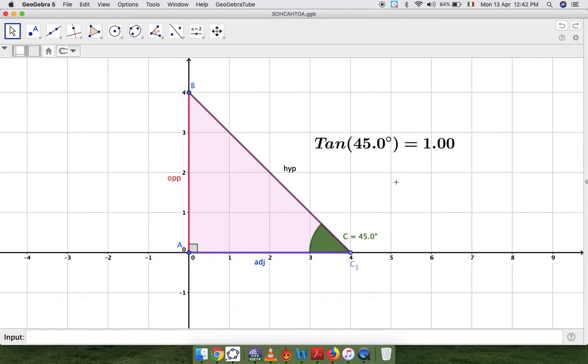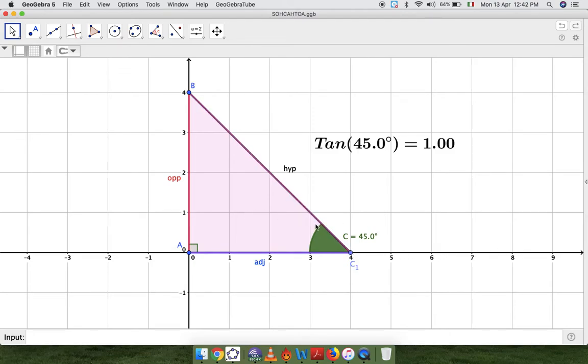A deeper question, why is it 1? It's because in a 45-degree angle in a right triangle, the length of the opposite side is the exact same as the length of the adjacent side. Okay? And it's a ratio, it's a fraction. You're comparing the opposite to the adjacent. So 4 divided by 4 is 1. Boom, there it is.